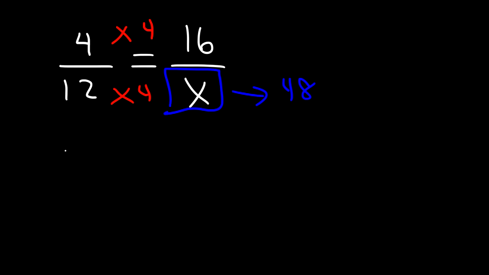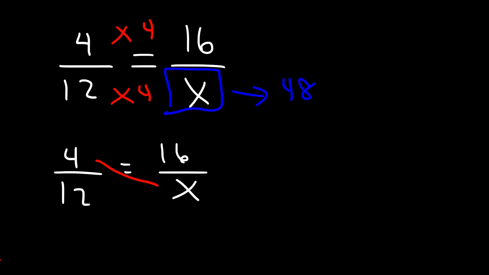Another way in which you can get the same answer is cross multiplication. So you can multiply 4 times x, which will give you 4x. And then you could multiply 12 and 16, which is 192.